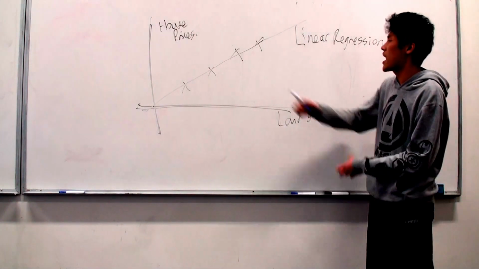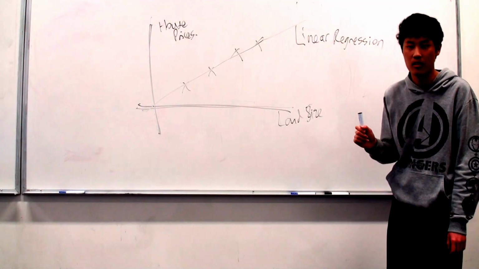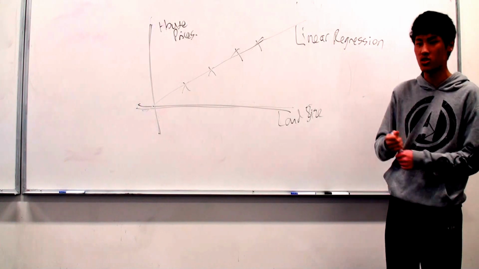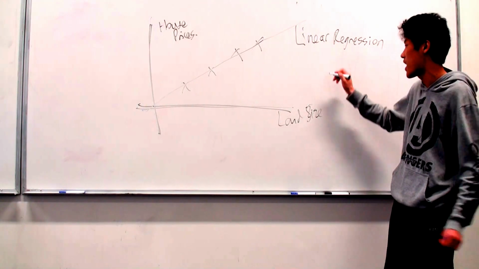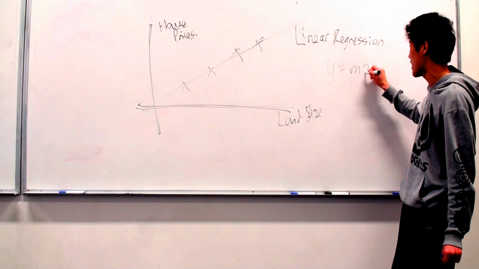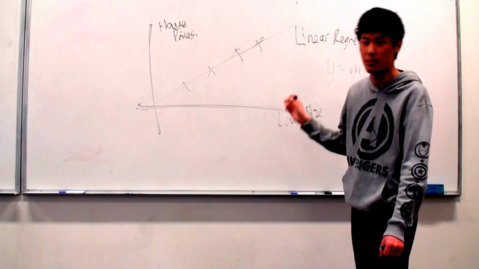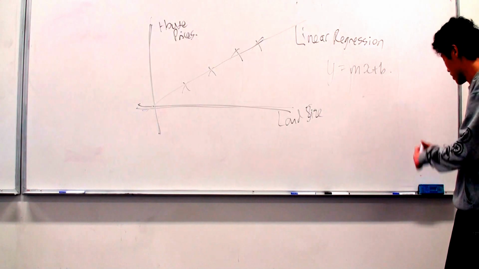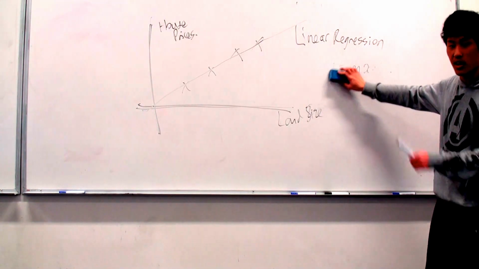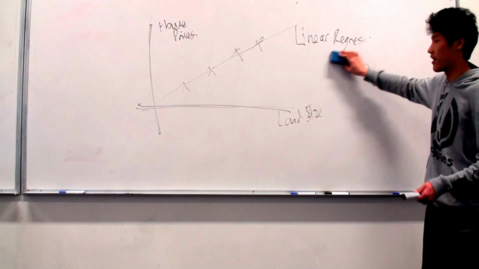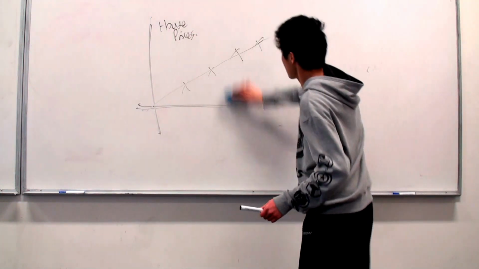But the question is, how do I find the line? If you remember your high school maths, you can get the equation of the line using y equals mx plus b, right? But this is only for 2 points. What happens if there's 10 billion points? What are we going to do? So we use all the things we learned today to make something.